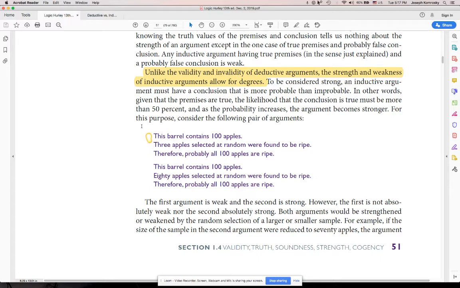Can you see a problem with that? There's 100 apples. You select 3 that are ripe. And from that, you conclude that all 100 are probably ripe. How would you make that stronger? So we know this is weak, that even if these were true, this would not follow. Why? Because you got a really small sample size. You only got 3 apples that you selected at random, right? You need more to conclude this.